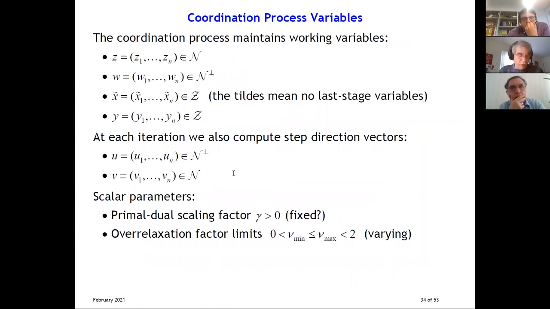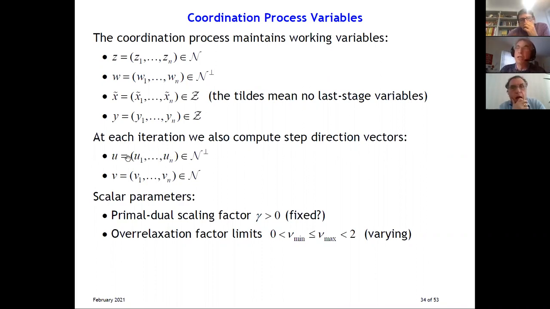The coordination process looks like this, okay? The Zs live in the non-anticipativity subspace. The Ws, it turns out, live in the orthogonal complement, just like they do in progressive hedging. You have these additional two variables, x tilde and y, that live in the non-anticipativity subspace, this Z, with the last stage dropped.